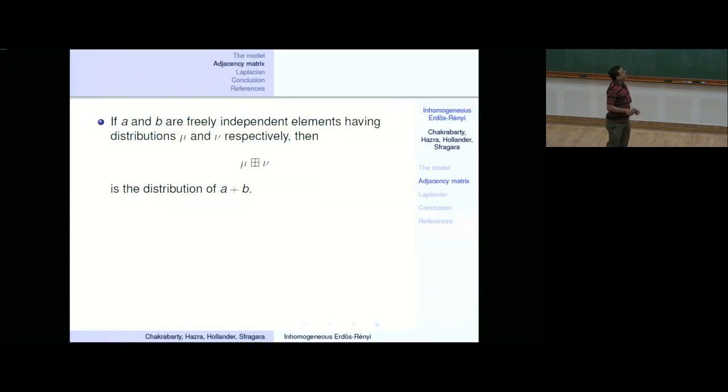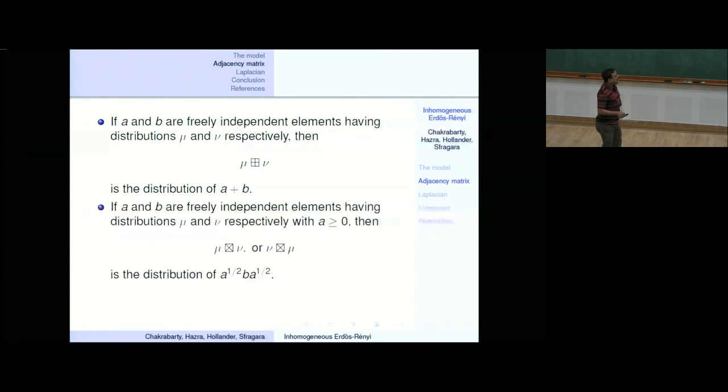Okay. So if A and B are fully independent elements having distributions mu and nu respectively, then mu box plus nu is nothing but the distribution of A plus B. So this is known as the free additive convolution. And if one of them is positive, then I can talk about A to the power half B A to the power half, and then mu box times nu or nu box times mu, both have the same connotation. It's called the free multiplicative convolution of mu and nu.